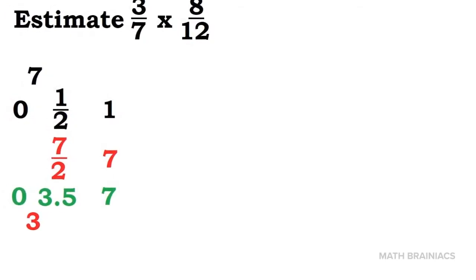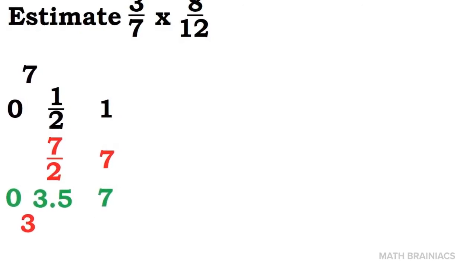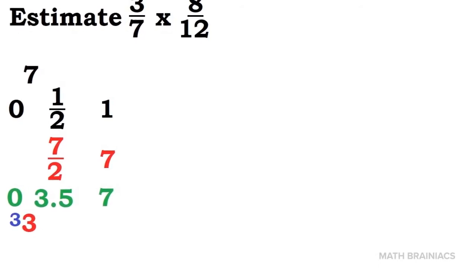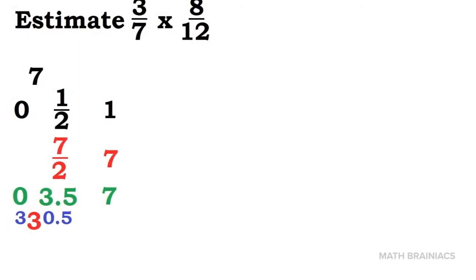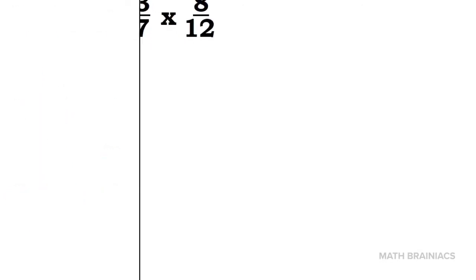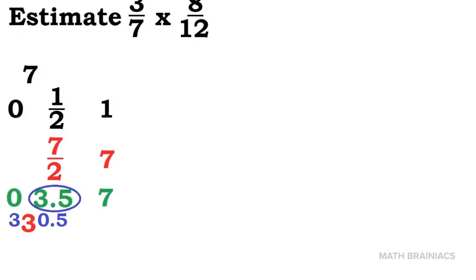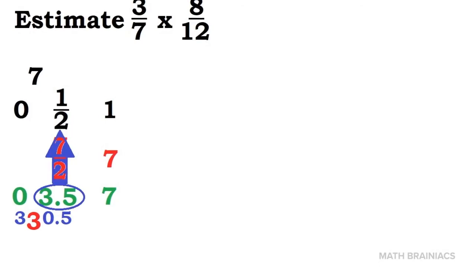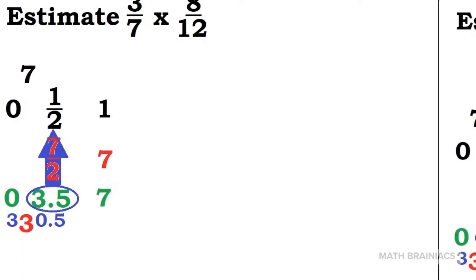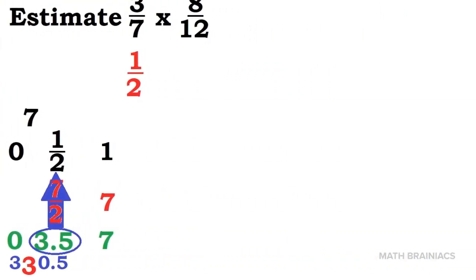The numerator of 3/7 is 3, and 3 lies between 0 and 3.5. The difference between 0 and 3 is 3, while the difference between 3 and 3.5 is 0.5. Therefore, 3 is closer to 3.5 than 0. Accordingly, we are going to choose 3.5, which is half of 7. Therefore, the estimate of 3/7 is equal to 1/2.